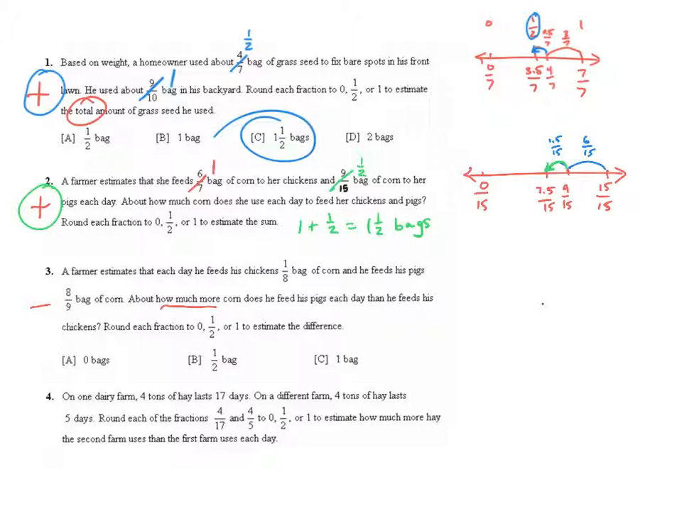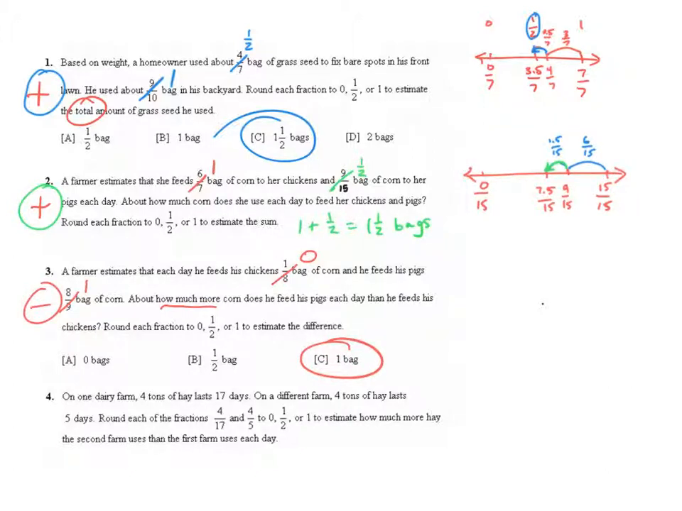8/9, you probably can tell right away that 8/9 is very close to one whole, because 9/9 is one whole, and 4.5/9 is 1/2. So I'm going to mark this out and put a whole there. 1/8, without drawing a number line, we can tell that that is very close to 0, because half of 8 is 4, and 1 is closer to 0 than it is to 4. So I'm going to put 0. So 1 bag of corn minus 0 bags of corn is 1 bag of corn.